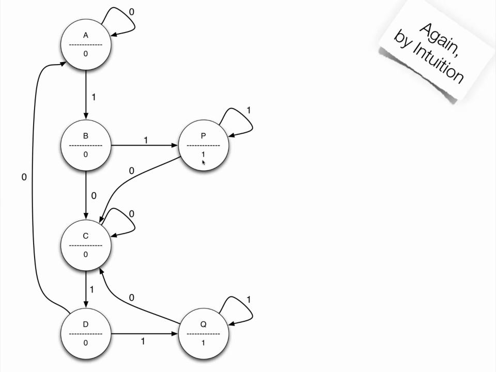Now let's consider both combinations of inputs from here on. Okay, so you've either landed in state P or you've landed in state Q. If the input is a 0, you end up back in state C, and the output becomes 0. No different. But what if the input's a 1?